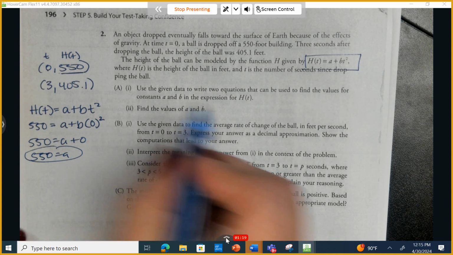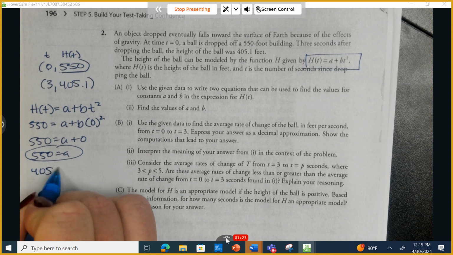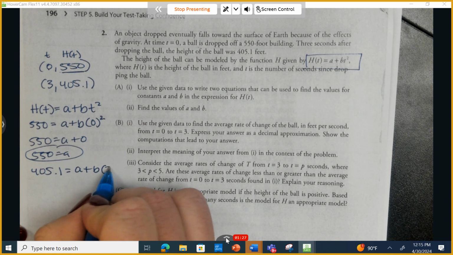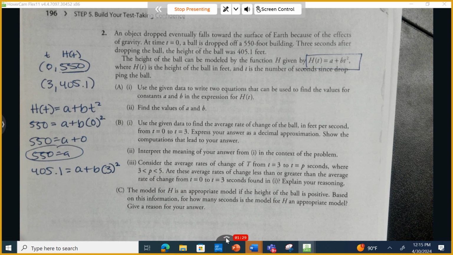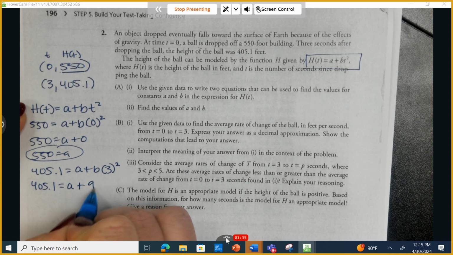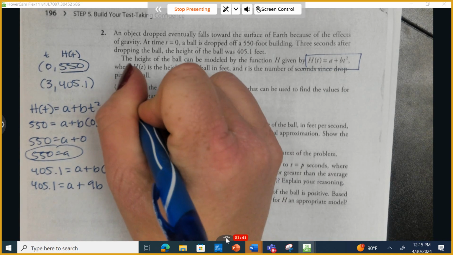Okay, let's look at the second equation. So let's go with the second one. My output is 405.1. But then we have a plus b, and my input is 3 squared. So this is my second equation. I could leave it like this, or if I wanted to, I could go ahead and write 9b. 3 squared, 9b, all shows that you can write 2 equations. Okay, so I've got that done for part A.